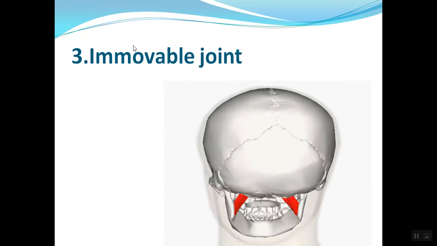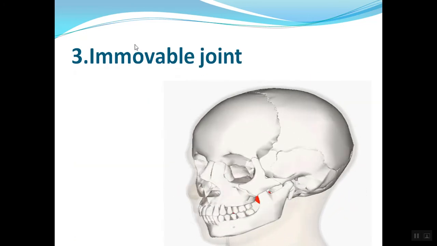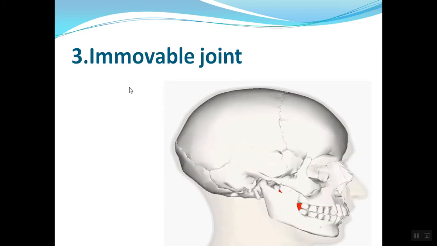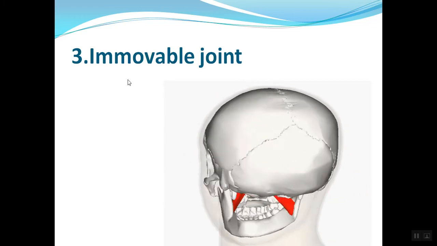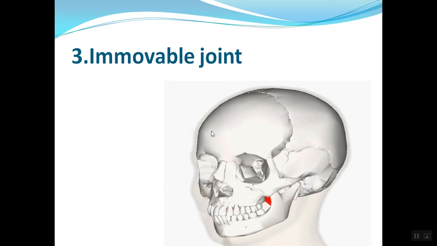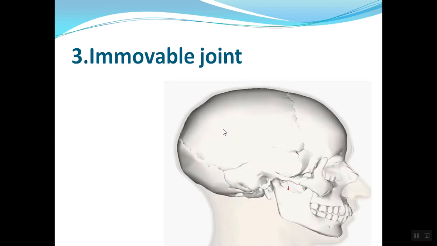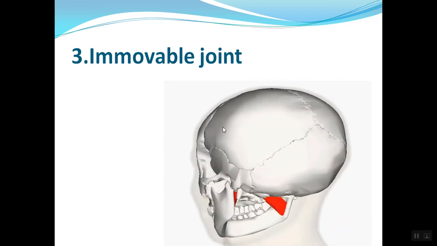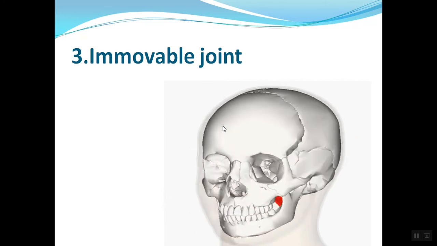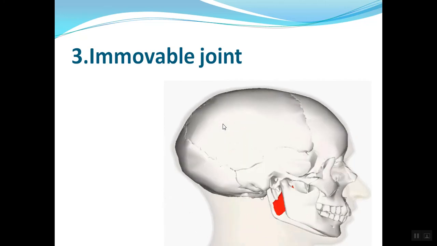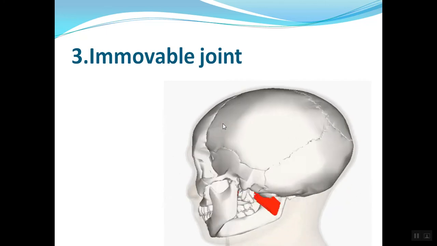The last type of joint is the immovable joint. Immovable is the opposite of movable, which means they don't allow any movement. Examples are the joints between the skull bones.